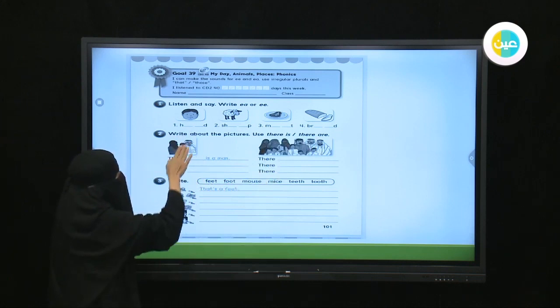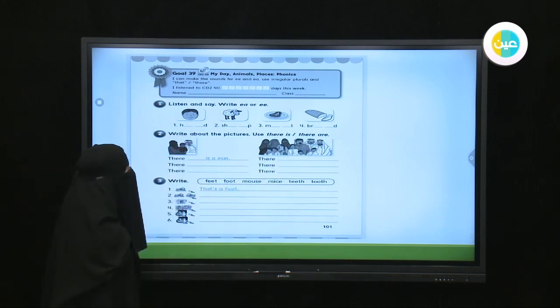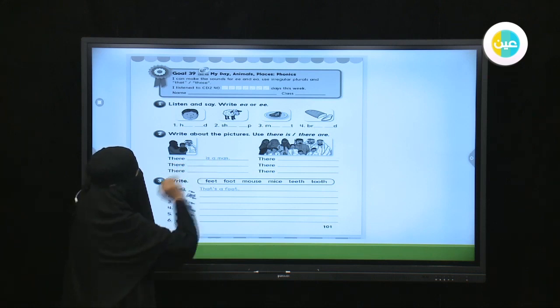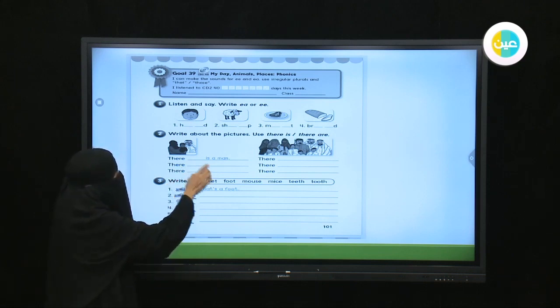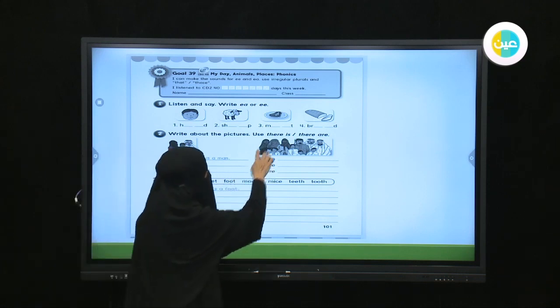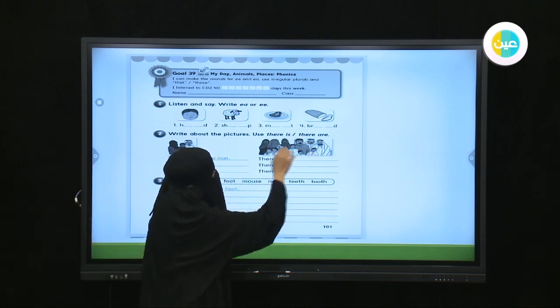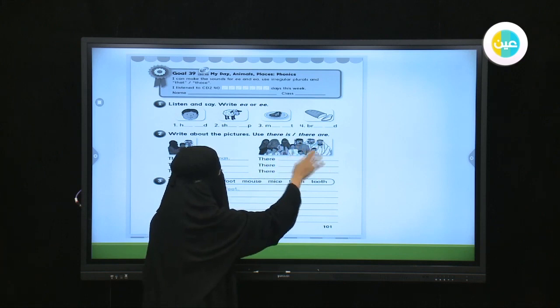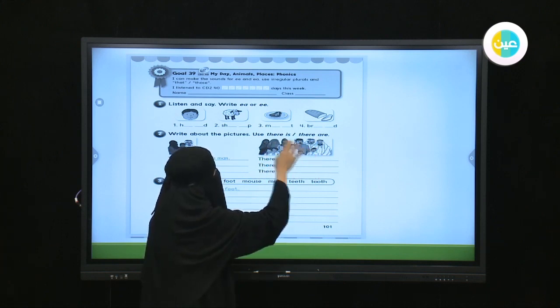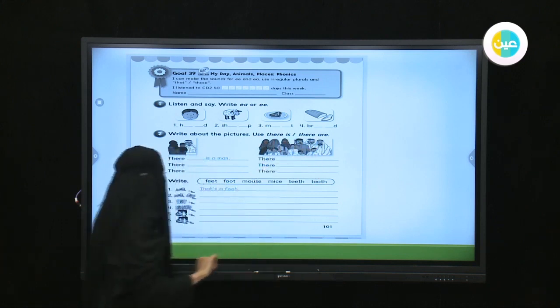In this picture we have one man, one woman, and one child. So what are we going to use? There is or there are? Very good, we're going to use there is. So number 1, there is a man. What are you going to write in number 2? There is a woman. And there is a child. Here you have more than one. So you're going to use there are. There are men, there are women, and there are children.